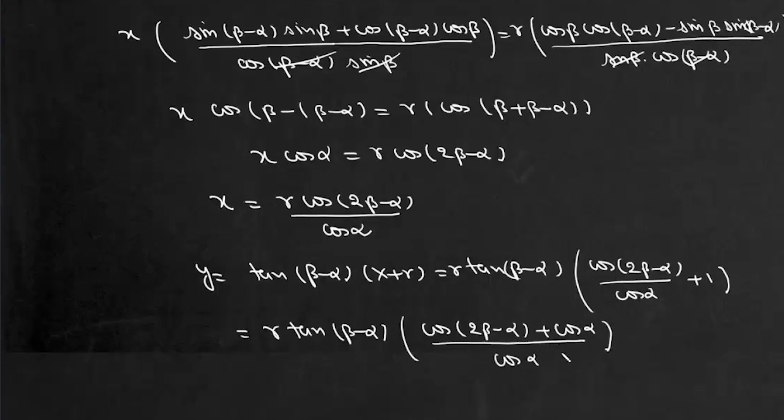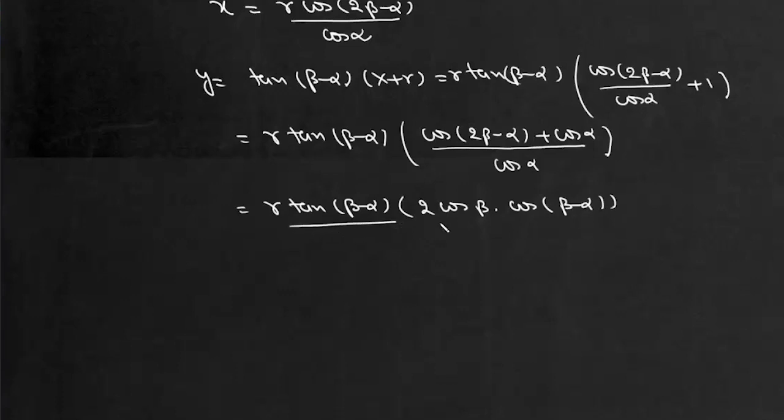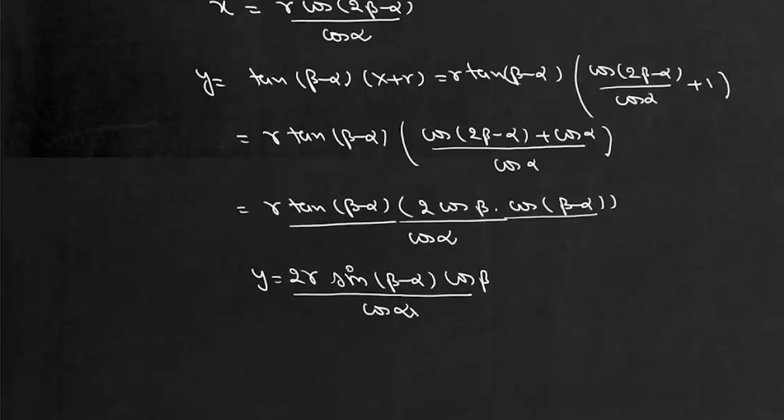Now this is cos C plus cos D, and if we put the formula for cos C plus cos D, which is 2 cos((C plus D) by 2) cos((C minus D) by 2), we'll write r tan(beta minus alpha). So it'll be this 2 cos beta, as alpha will cancel, and then cos(beta minus alpha) upon cos alpha. Now tan is basically sine upon cos, so this cos part will cancel, so we'll get this y coordinate as 2r sine(beta minus alpha) cos beta upon cos alpha.